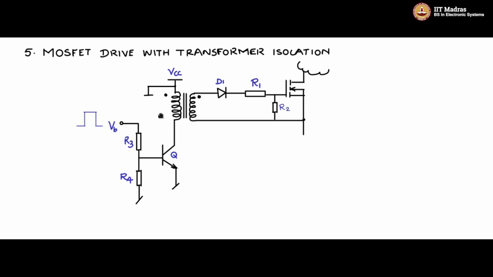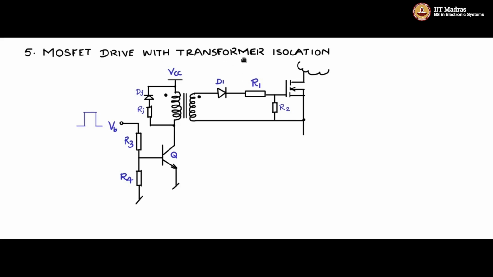Also note on the primary side, we will put a diode resistor combination like this, the freewheeling diode and the freewheeling resistor. This is necessary to demagnetize the core so that it is ready to operate in the next cycle. So this is the transformer isolated drive for the MOSFET.